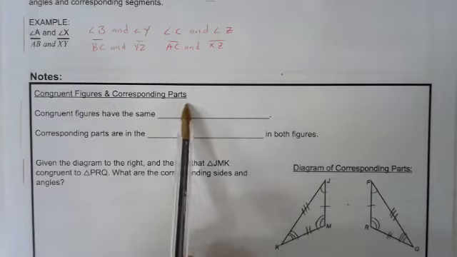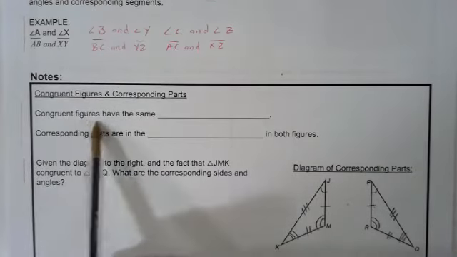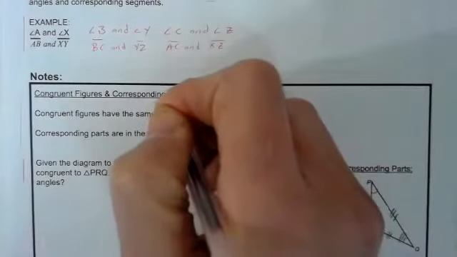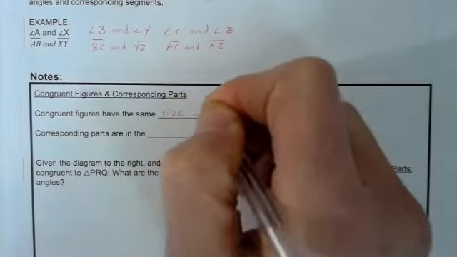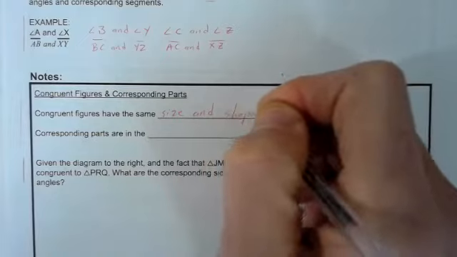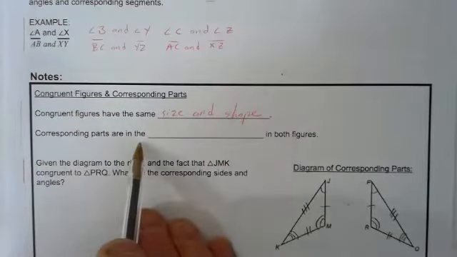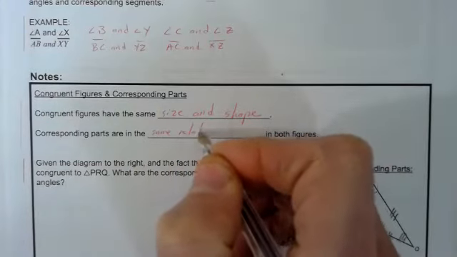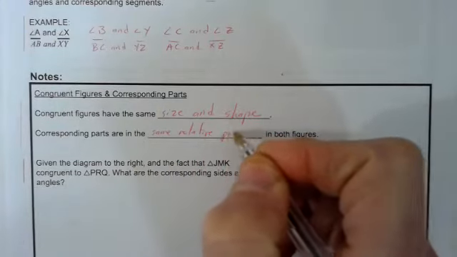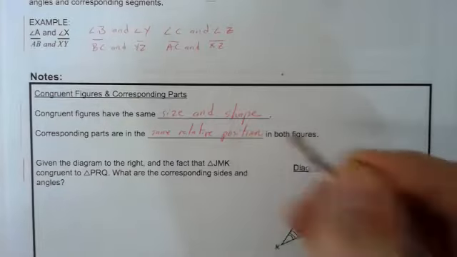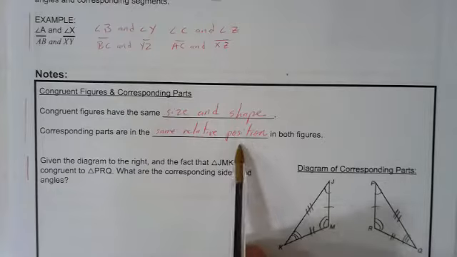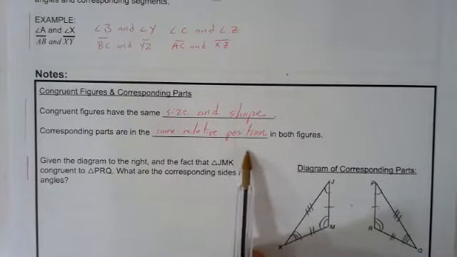Congruent figures and corresponding parts. Now, congruent figures, remember, they're exactly the same, so we can describe them as having the same size and shape. Corresponding parts are in the same relative position. So that means that they're going to be in the exact same position in each figure.